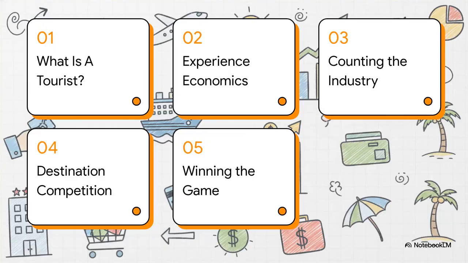Here is our roadmap for today. 1. What exactly is a tourist? 2. The economics of experiences. 3. Counting the invisible industry. 4. The competitiveness of a destination. And 5. Winning the tourism game.